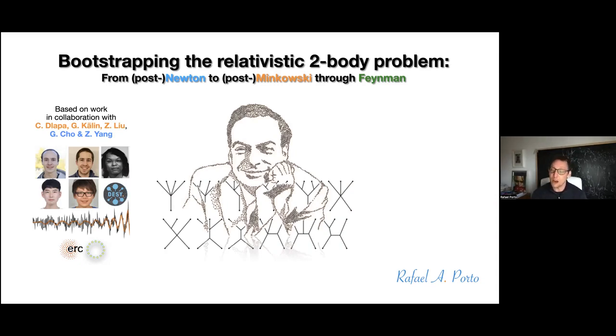So the idea of my talk is to give you a status report on the effective field theory approach to both the post-Newtonian and post-Minkowskian expansion and the connections between the two, which are allowing us to, what I wrote in the title, bootstrap the relativistic two-body problem through Feynman integrals, which is what we do in the effective field theory approach, using post-Newtonian boundary conditions to resum all the velocity expansions.